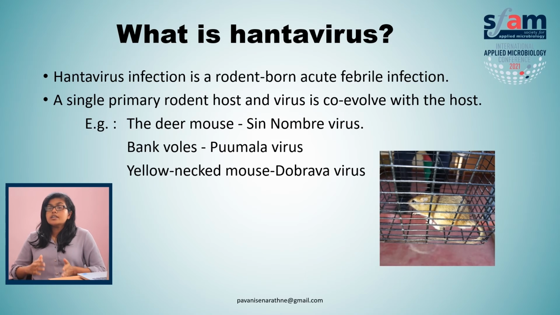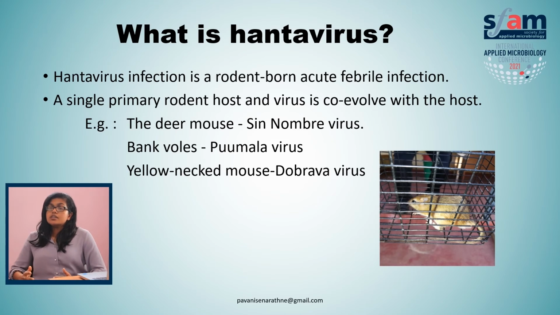Hantavirus is a rodent-borne acute febrile infection, and hantavirus infection is distributed all over the world. And hantavirus has an important fact, that is the virus has the capability of co-evolving with its host. As examples, the deer mouse has the Sin Nombre virus, bank voles have the Puumala virus, while the yellow-necked mouse has the Dobrava virus.